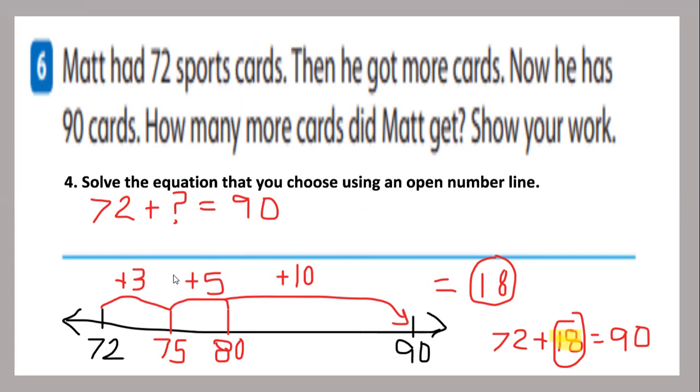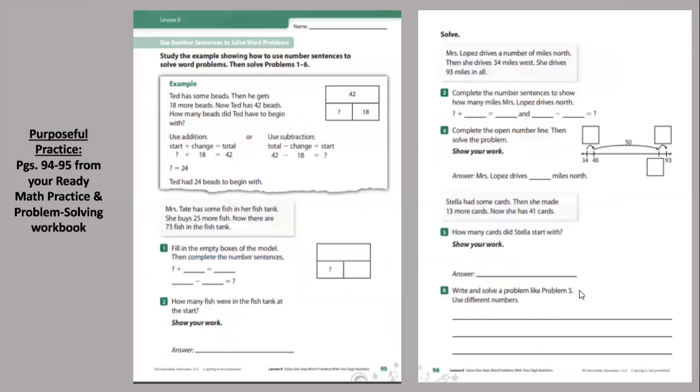And again, kiddos, please, please, please label the values of your jumps. Please label where you land on the number line. Please go back in, fill in your answer in your equation, and circle it.